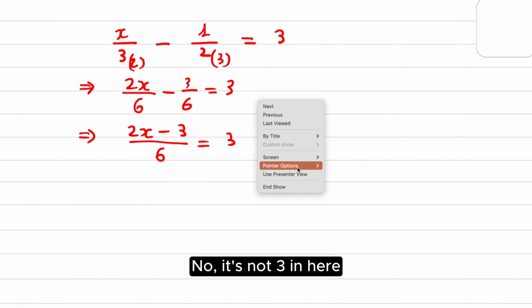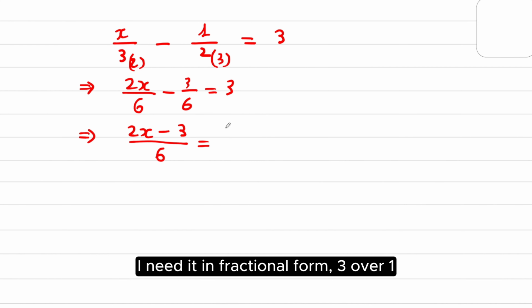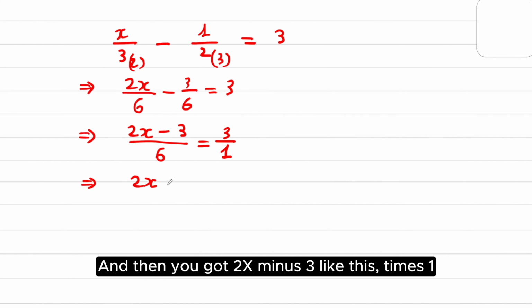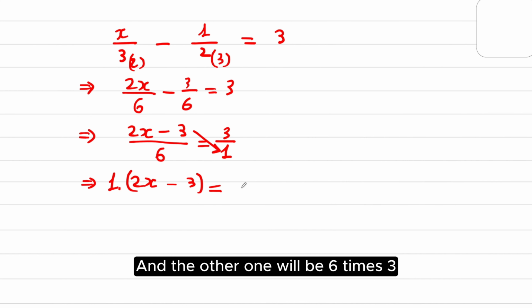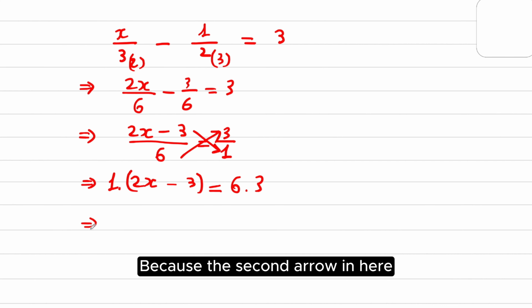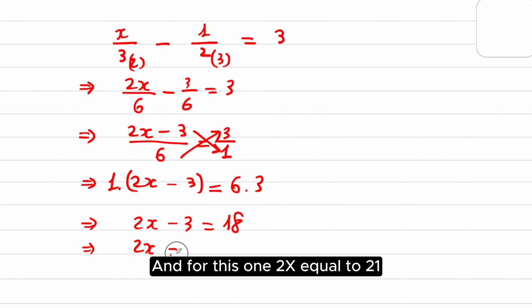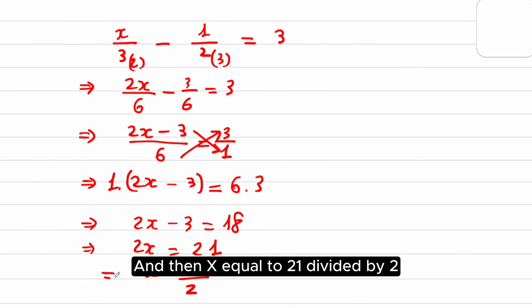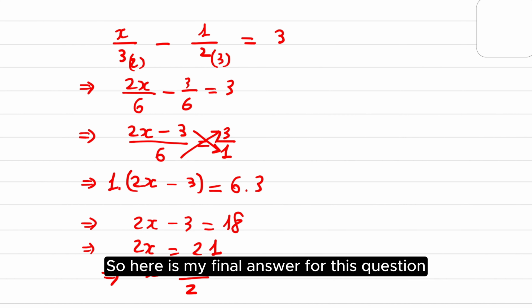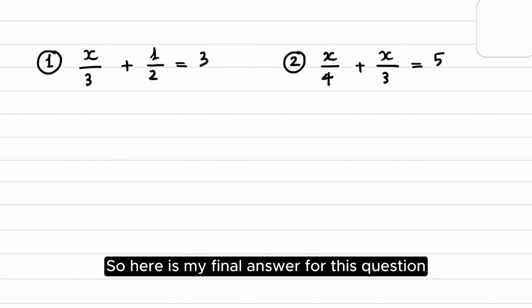No, it's not 3 here. I need it in fractional form, 3 over 1. And then you get 2x minus 3 times 1, and the other one will be 6 times 3, because of the second arrow here. And then you get 2x minus 3 equal to 18. For this one, 2x equal to 21, and then x equal to 21 divided by 2. That's it. Here is my final answer for this question.